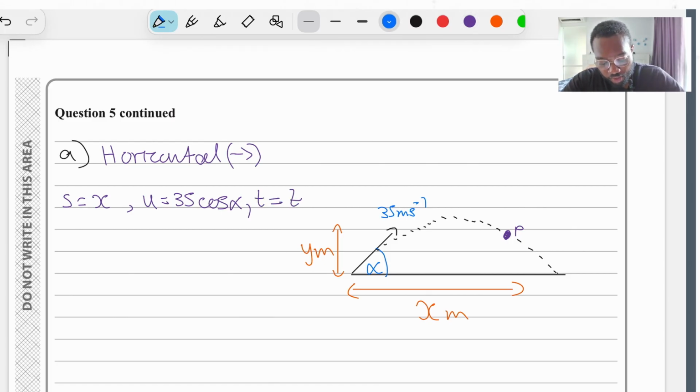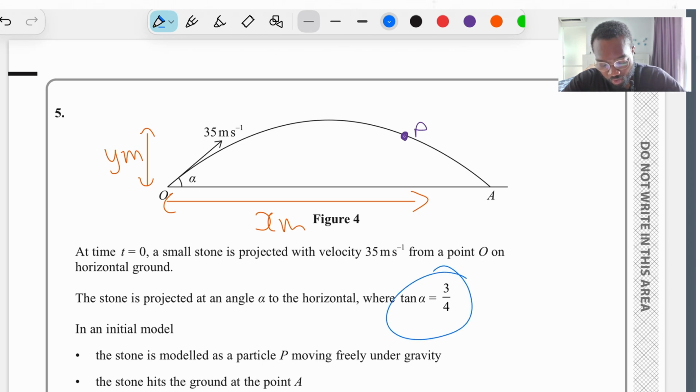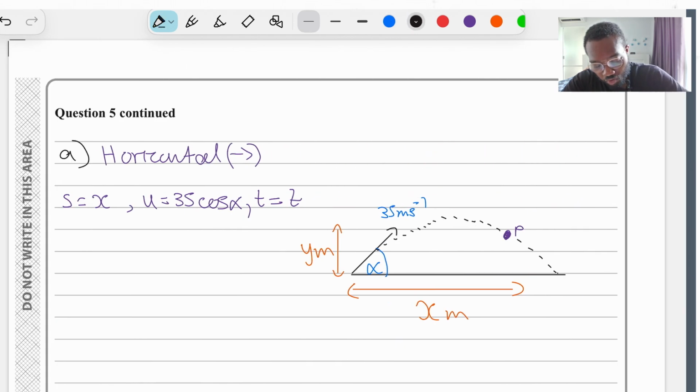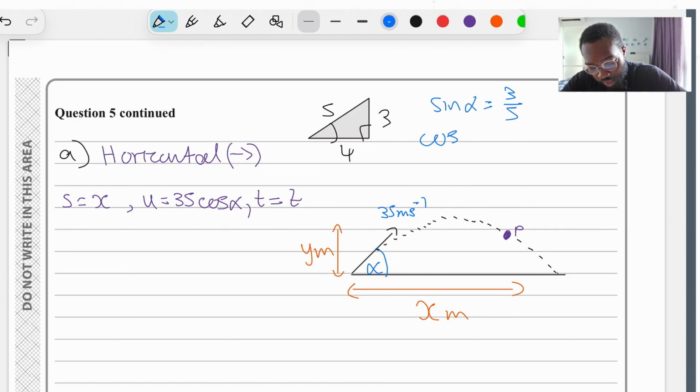Another thing to note is we're told in the question that tan alpha is 3 over 4. Therefore, if we draw a little right angle triangle here, this would be 3, this would be 4, that would be 5. Therefore, we know that sine alpha is going to be 3 over 5, and cosine alpha is going to be 4 over 5.